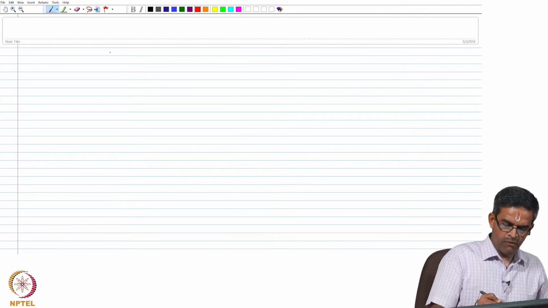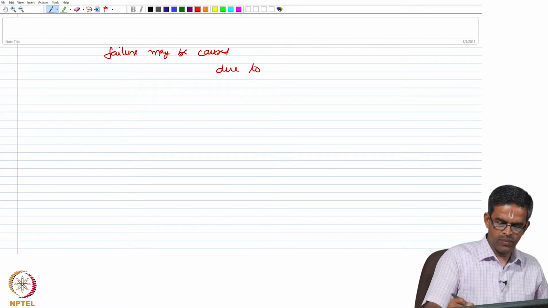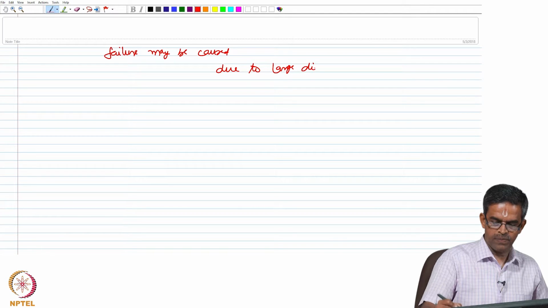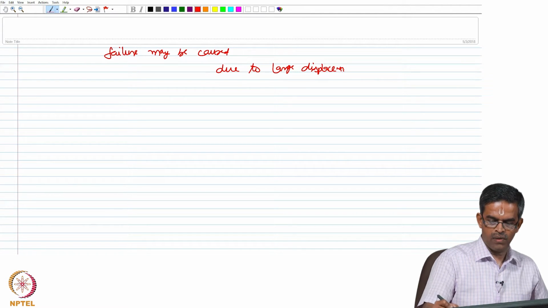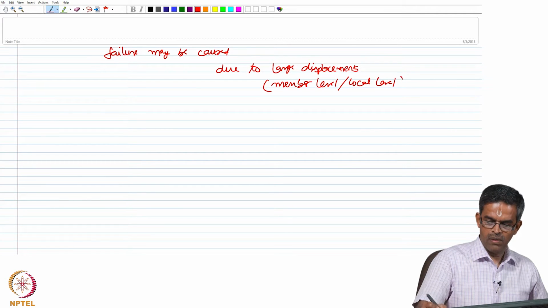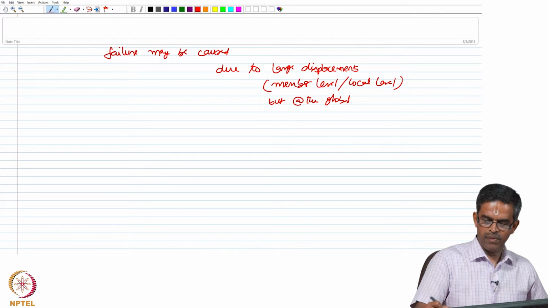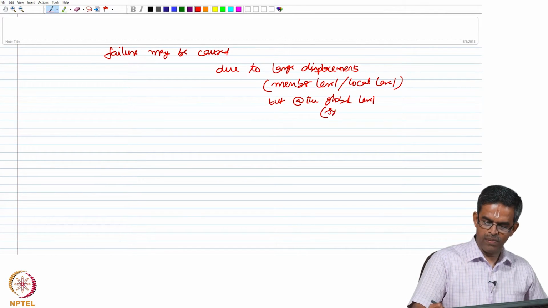So, here failure may be caused only due to large displacements. And that too not at the member level, that is not at the local level, but at the global level, that is at the system level. Okay. We are looking for essentially a rigid body motion capturing.